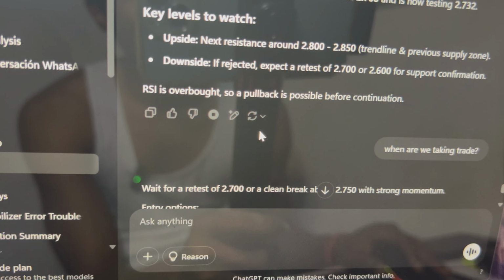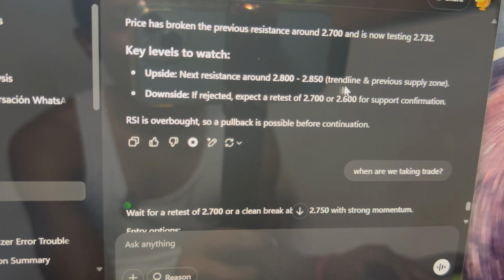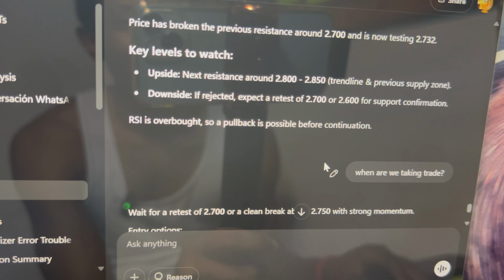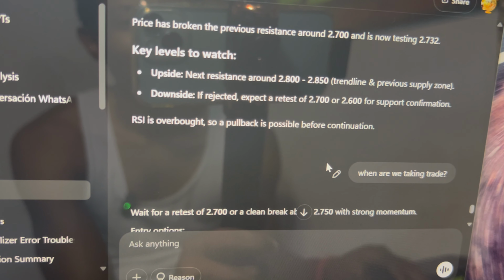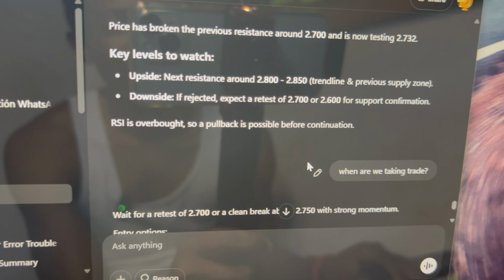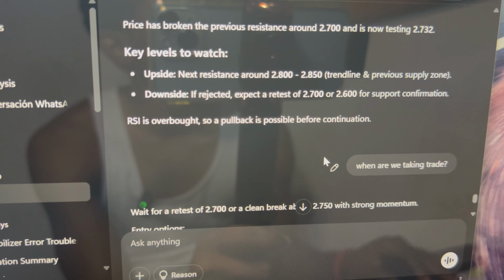Key levels to watch. Upside: next resistance around 2.800 to 2.850, trend line and previous supply zone. Downside: if rejected, expect a retest of 2.700 or 2.600 for support confirmation. RSI is overbought, so a pullback is possible before continuation.